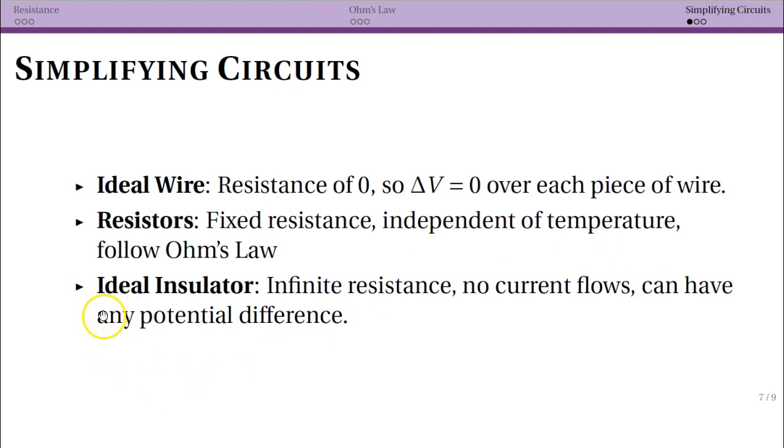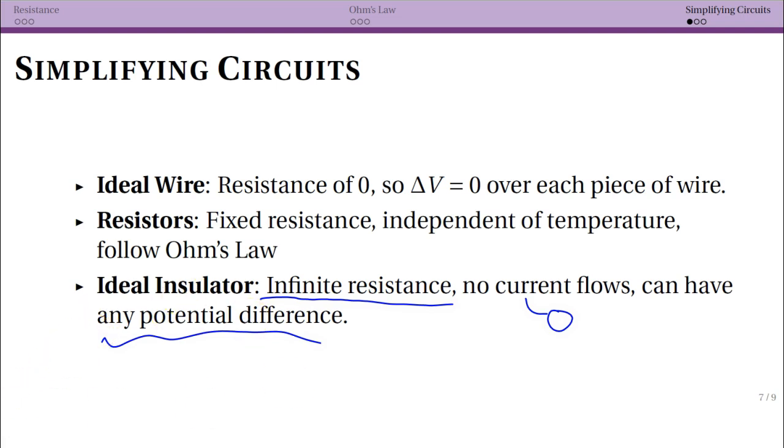Lastly, we're going to have an ideal insulator. We're going to treat many materials as ideal insulators, and we've actually already been doing this, for instance, air. We're going to assume that it has an infinite resistance. What that means is current is 0, but we can have any potential difference that we want.